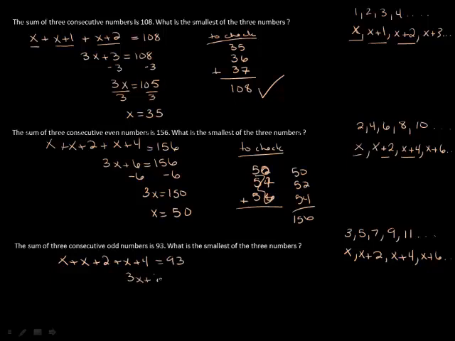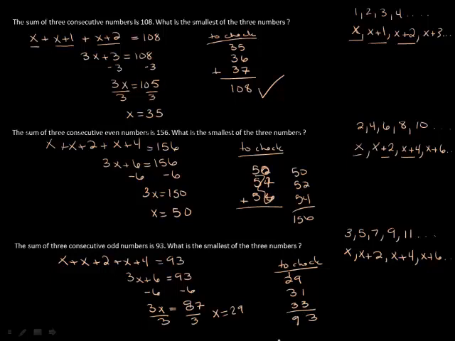So I'll get 3x plus 6 is equal to 93. I will subtract 6 from both sides to get that 3x is equal to, nope, sorry, 87. Divide by 3. And I get that x is equal to 29. And to check, some odd numbers now, so 29, 31, and 33. When I add those together, I get 93, so it checked out. And that's how you do consecutive numbers, consecutive evens, and consecutive odds.